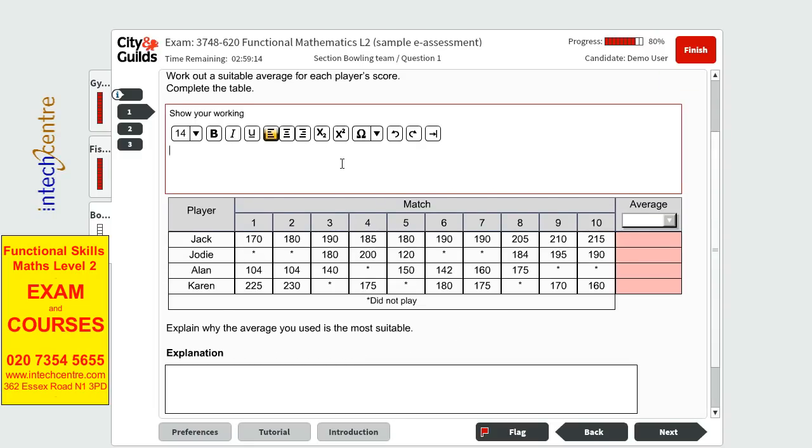Let's see. So for the median, we will have to put the data in order. We have 170, we have 180 2 times, we have 185 once, we have 190 3 times, and we are moving on to 205, and after 205 we have 210, and the last one is 215. This is for Jack.